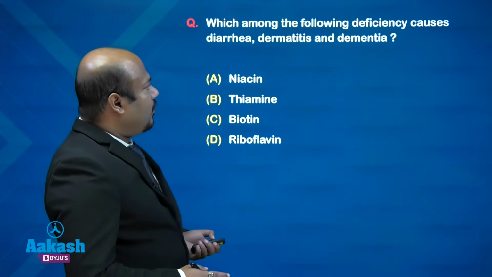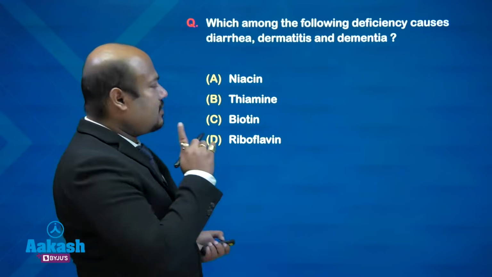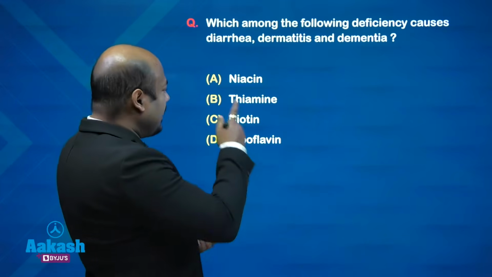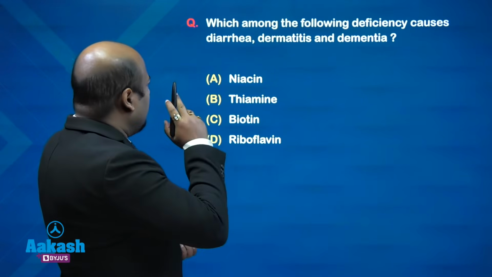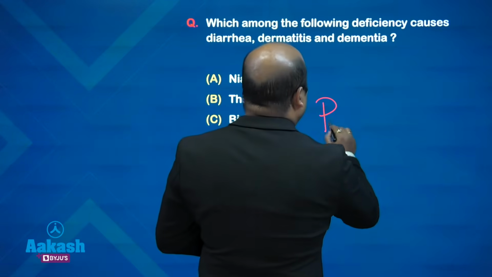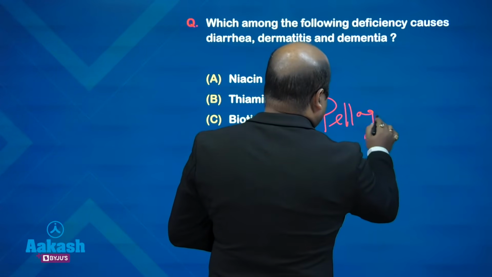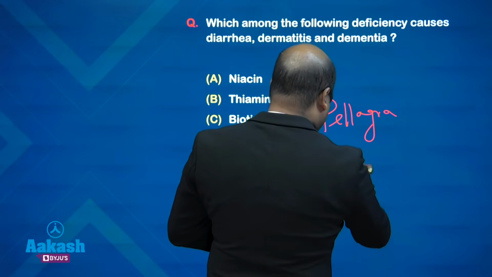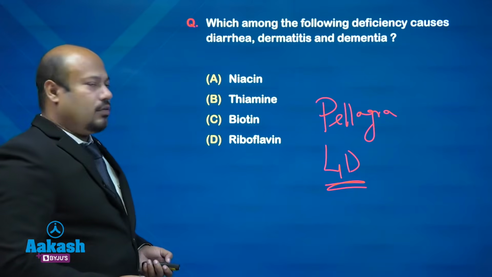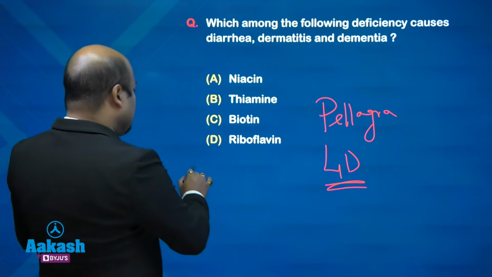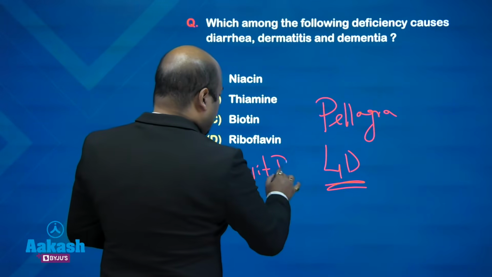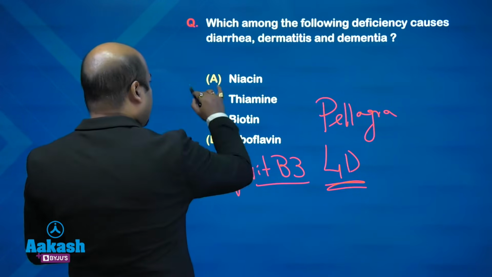Next question, which among the following deficiency will cause diarrhea, dermatitis, dementia? Again, absolute chocolate question, lollipop question. Direct answer. Diarrhea, dermatitis, dementia, so your diagnosis will be what? Pellagra. As we know, pellagra is called the 4D disease: diarrhea, dermatitis, dementia, and death. It happens due to deficiency of vitamin B3, that is niacin.